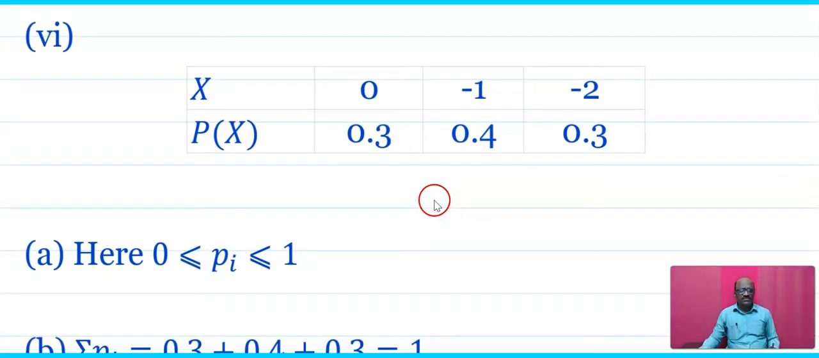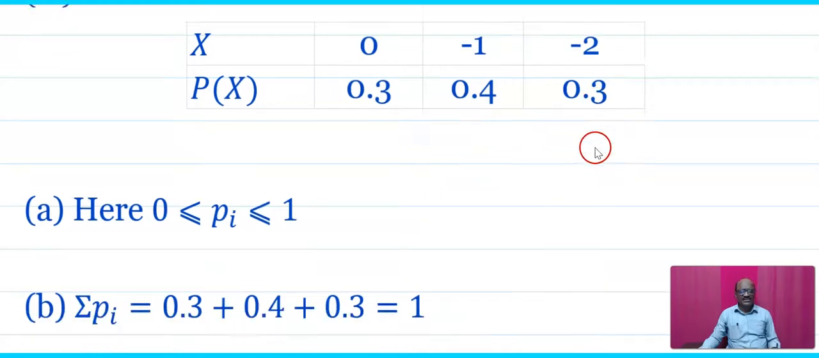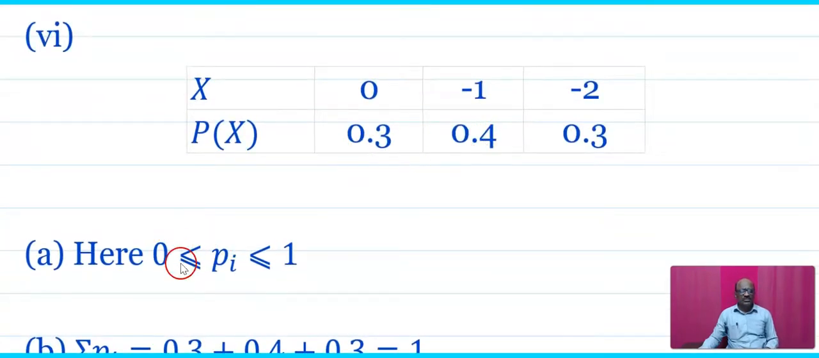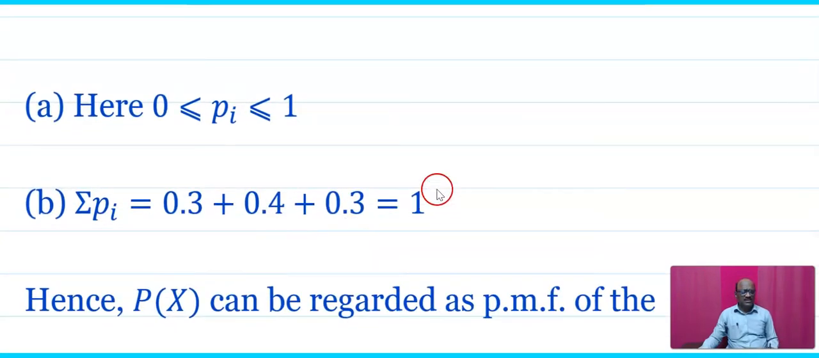Now next is the sixth problem. The values of X are 0, minus 1, minus 2. What about their probabilities? 0.3, 0.4, 0.3. All the values lie between 0 and 1, and the sum is 1.